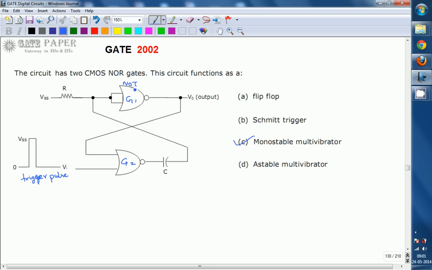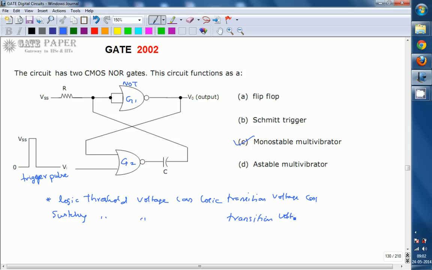Before discussing the actual operation, we are going to discuss one important point, generally called the logic threshold voltage, or logic transition voltage, or switching threshold voltage, or simply transition voltage.